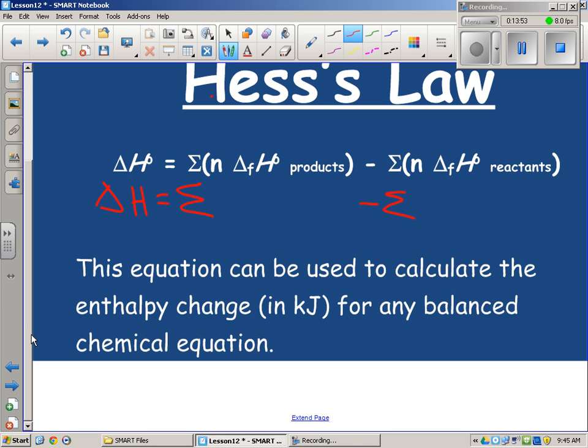Now, this looks a little complicated. You'll notice we also have n. You'll notice we have delta fH. So a big deal in this one would be this booklet, delta fH. These are all the values for all the compounds that we're going to give you. n, the number of moles, times the heat of formation for any of the products, minus n times the heat of formation for the reactants. If we subtract those two, that'll tell us the enthalpy change for that equation. This equation can be used to calculate the enthalpy change in kilojoules for any balanced chemical equation.